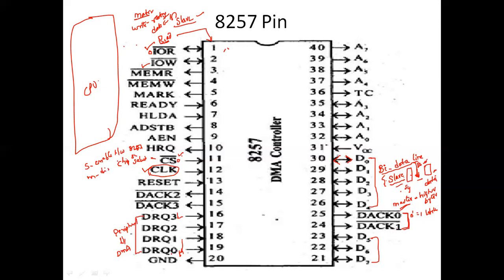And the next one is A0 to A3. So what is the purpose of these A0 to A3 pins? These are the 4 least significant address lines. In slave mode, there are also 2 modes, the slave mode and the master mode.